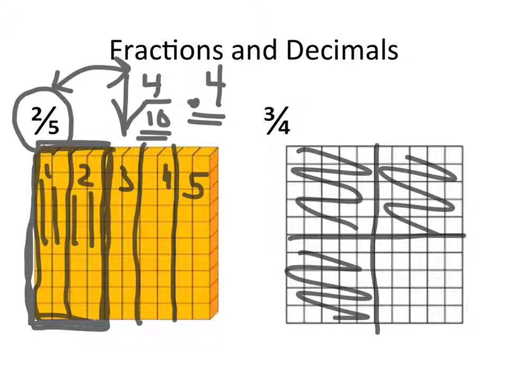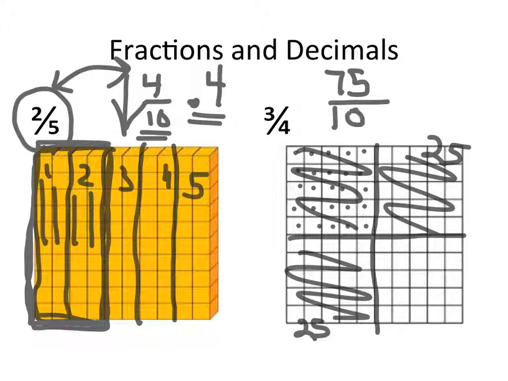So if we look at each little piece and count them all up, I think what we would find is that there are 25 little pieces here, and 25 more here, and 25 more here. So we would have 75 of those little pieces, and those little pieces are hundredths. So we would have 75 out of 100 pieces.